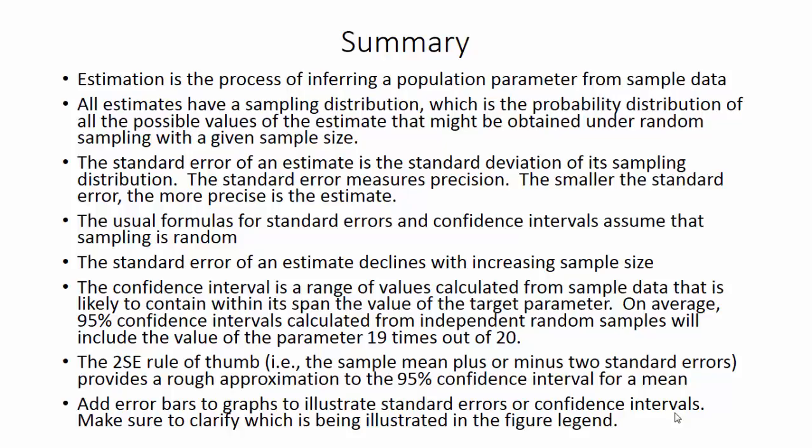The 2 SE, or standard error, rule of thumb provides a rough approximation to the 95% confidence interval for the mean, and is often used as error bars in graphics to illustrate the precision of your estimate.